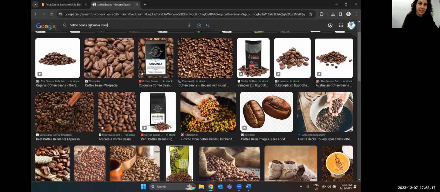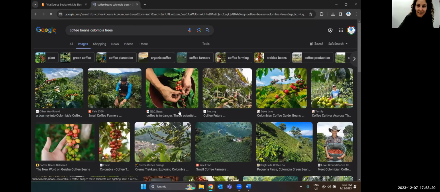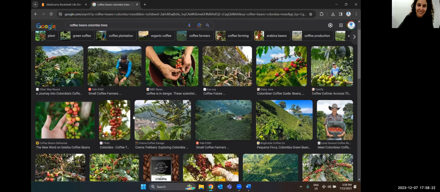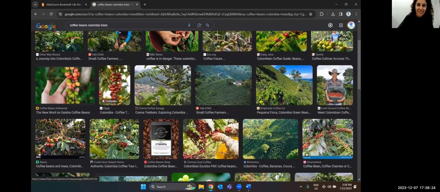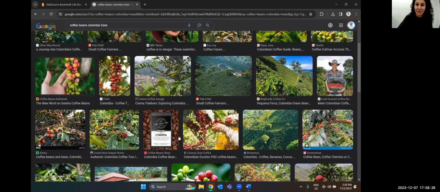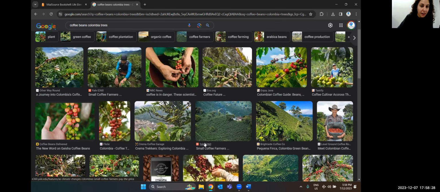The trees. Yeah, this would be in Colombia. Amazing. I'd love to go see the coffee farm in Colombia. I don't know if they call it a coffee farm, but coffee bean farm. Yeah, coffee farmers. So I would love to see that.